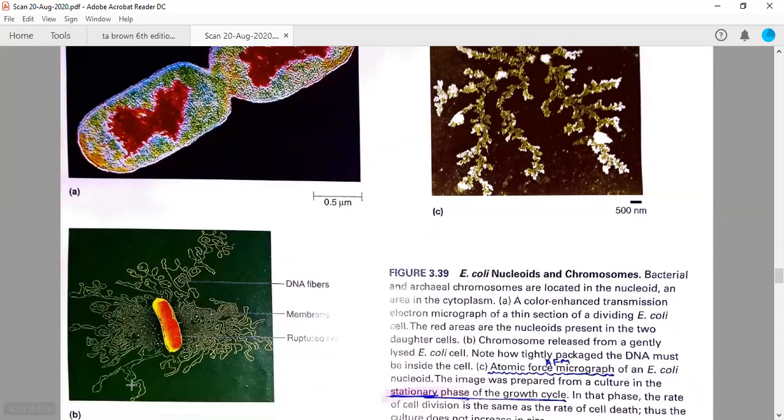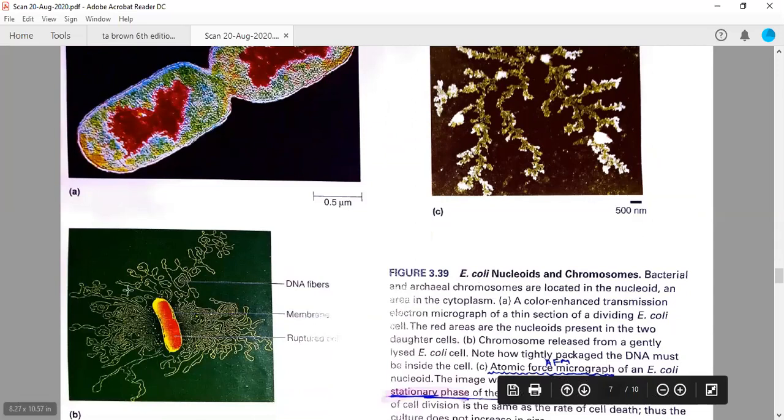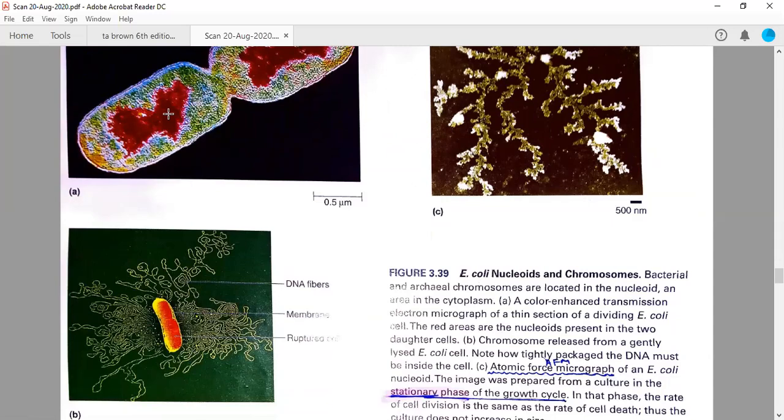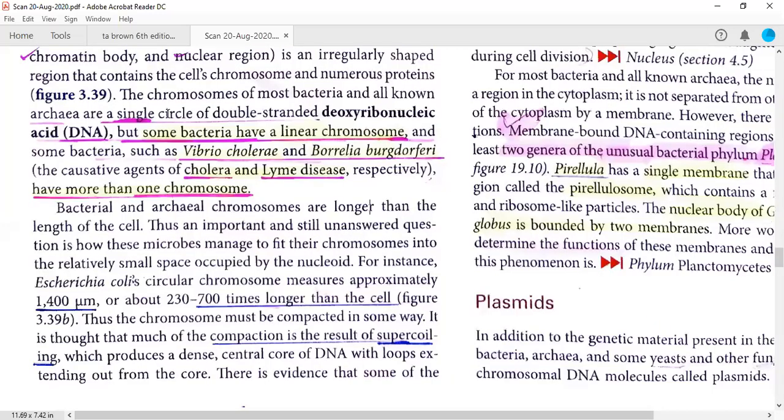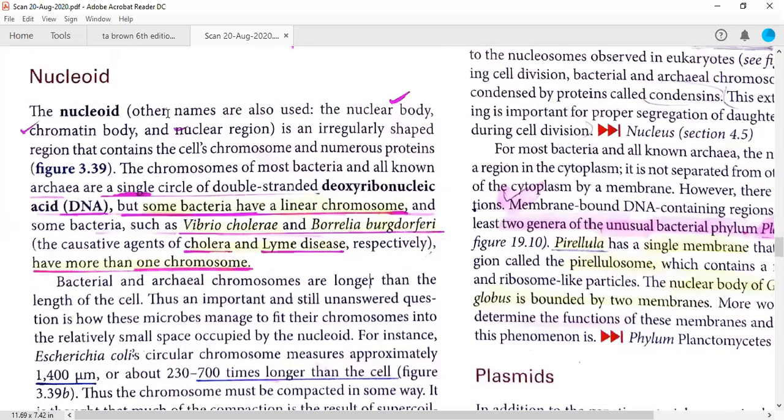If you lyse this bacterial cell, what will happen? This bacterial DNA will come out and spread throughout. So this is a large DNA, and certain proteins are required so that it can be compacted. They compact this double-stranded DNA in the nucleoid region, because bacteria do not have a nuclear membrane.